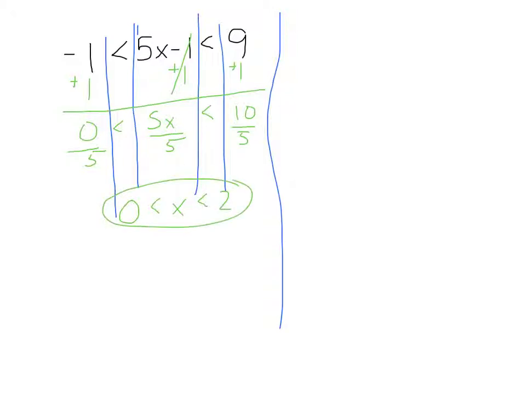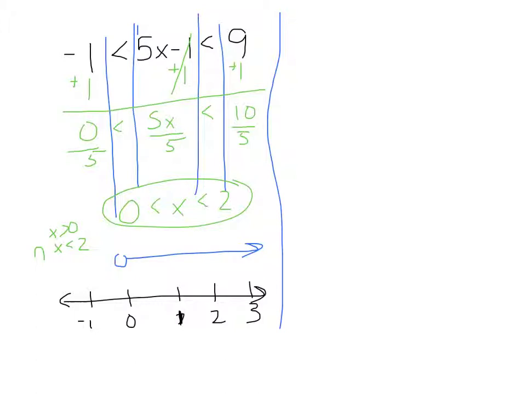In looking to graph this, I'm going to think about it as x is greater than 0 and x is less than 2. So in graphing it, let's have -1, 0, 1, 2, 3. Okay? I could think about this as x is greater than 0 and x is less than 2. Okay, where do they cross? I'm going to look at them crossing right here in the middle. Okay, so my open circle would be at 0, my open circle would be at 2. I would fill in the middle.